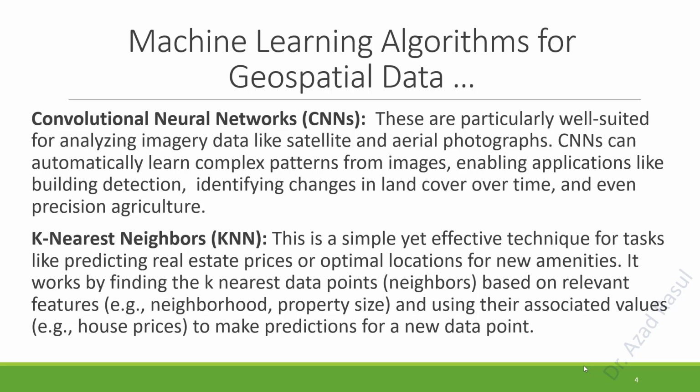Fourth, K-nearest neighbors, KNN. This is a simple yet effective technique for tasks like predicting real estate prices or optimal locations for new amenities. It works by finding the k nearest data points based on relevant features and using their associated values to make predictions for a new data point.